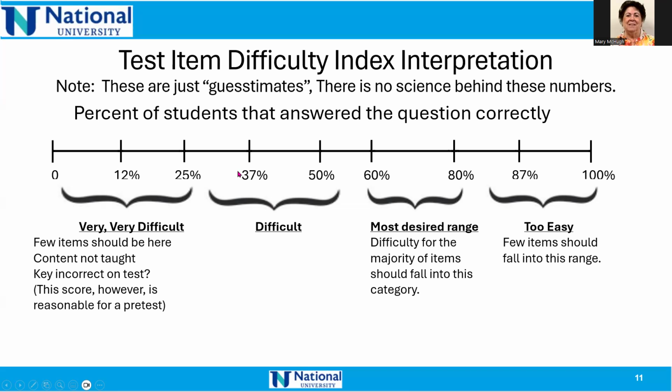Now, between 25 and 37%, I would probably call those difficult, but there may be something about those items that tells you that it wasn't quite as difficult as the very, very difficult. Very few items should be in the very, very difficult category. The score should be reasonable for a pretest, but if the content wasn't taught well, you're likely to get this percentage of students to get it right and all the others to get it wrong. And in that case, you can look at it as either I didn't emphasize it enough in lecture, or it wasn't emphasized strongly enough in some manner that students knew they have to know this. And so that's kind of how you use this chart.